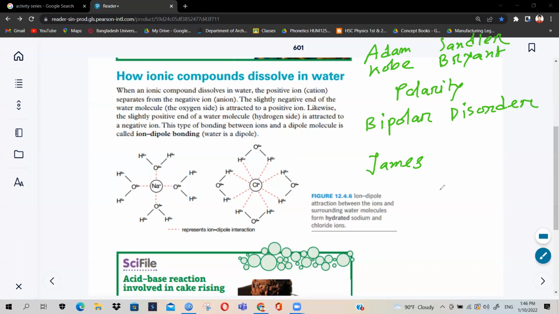In case of polarity as well, at one part you will see a negative portion, and at another part you will see a positive portion. If we draw the structure of water, it will be something like this: hydrogen here, oxygen here, and hydrogen here. Oxygen will be partially negative and hydrogen will be partially positive. Not negative, not positive, but partially negative and partially positive.